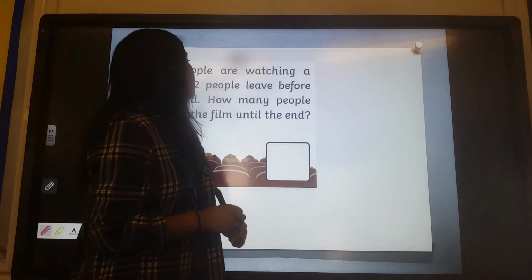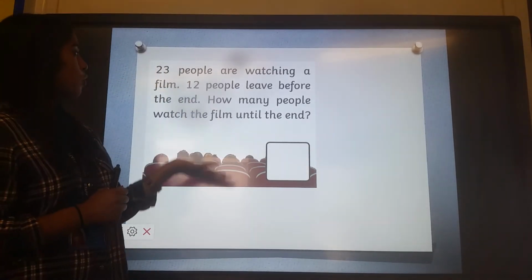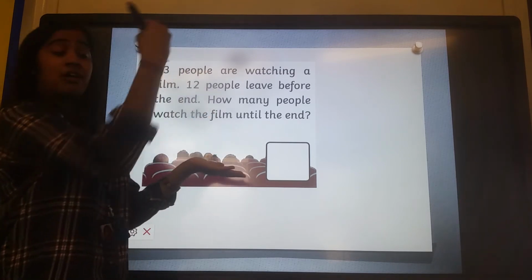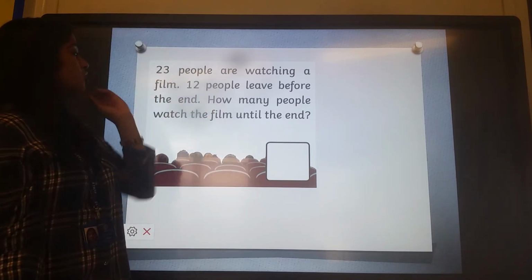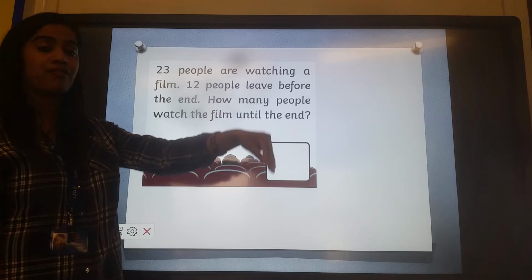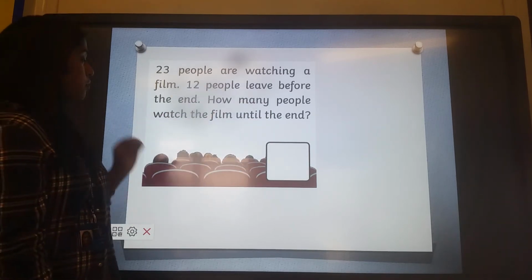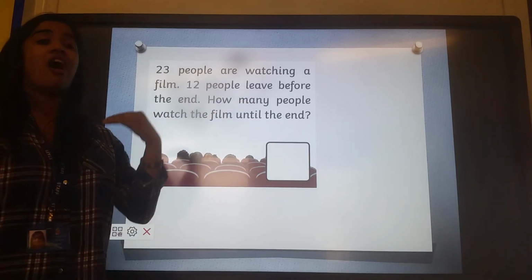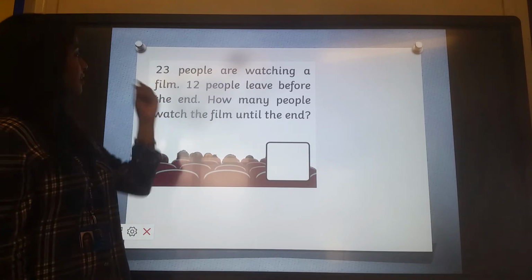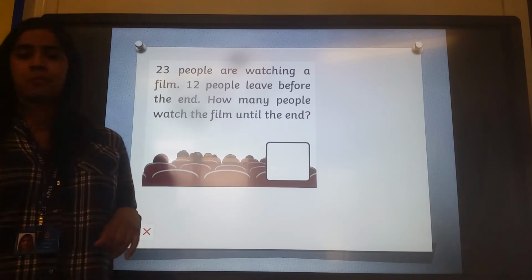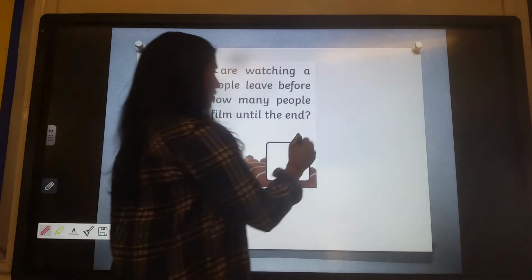Are we ready? Okay, let's have a look. So 23 people are watching a film. 12 people then decide to leave before the film ends. So how many people are left watching the film until the end? I know that to work out the answer, I need to use subtraction. So I need to take away 12 from 23, and I'm going to use column subtraction to help me calculate the answer.